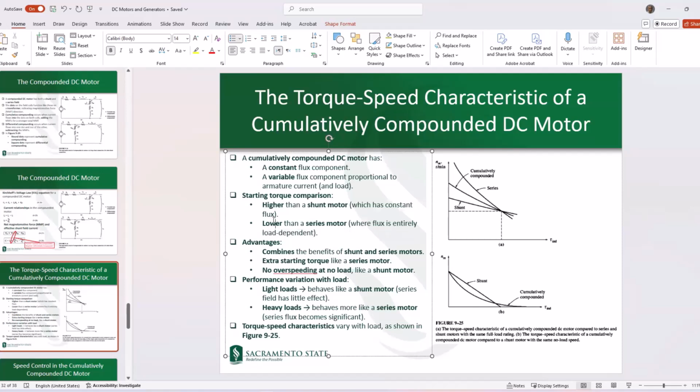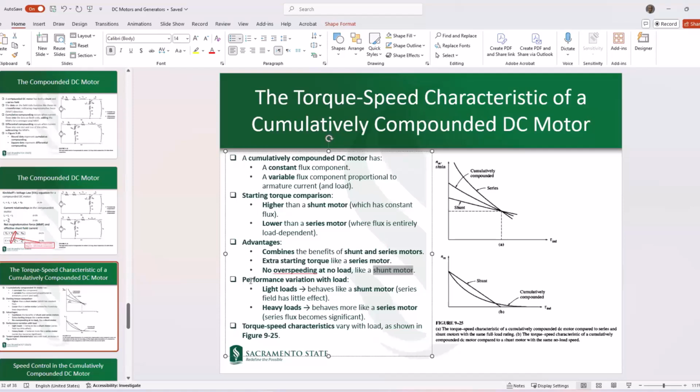So therefore, we can say that the cumulatively compounded DC motor is a compromise between the shunt and series motors. In other words, we are combining the benefits of the shunt and series motors. We are adding extra torque compared to a shunt motor, like a series motor. At the same time, we do not have overspeeding at no load, like a shunt motor. So these are some of the advantages associated with this type of machine.